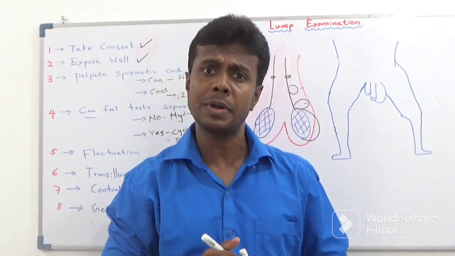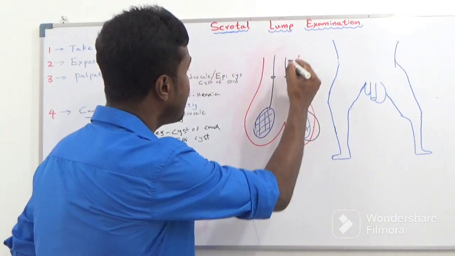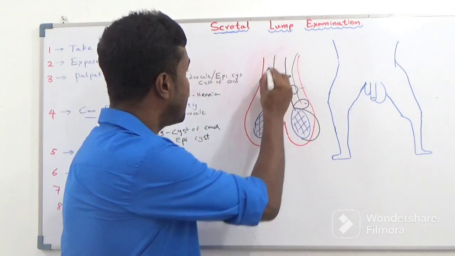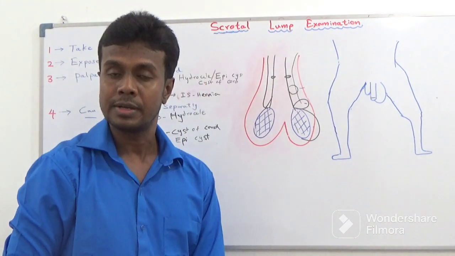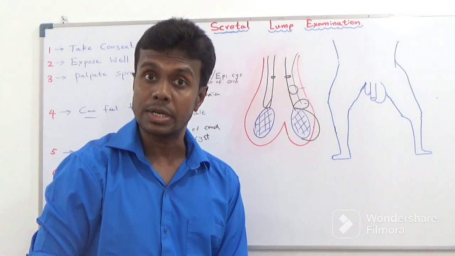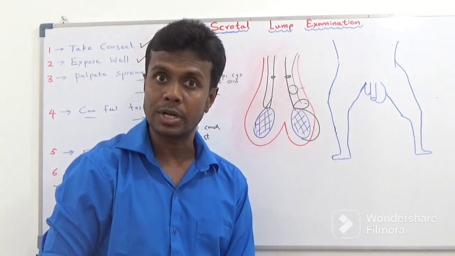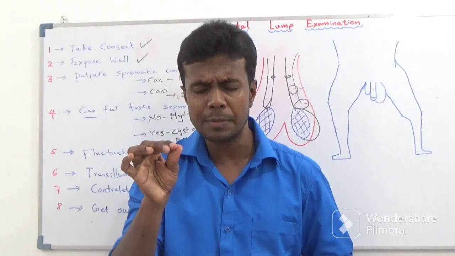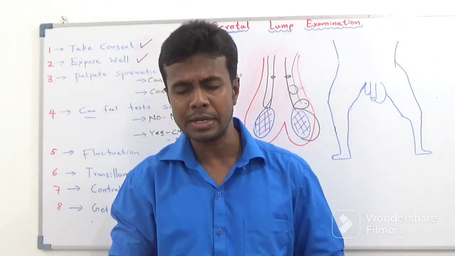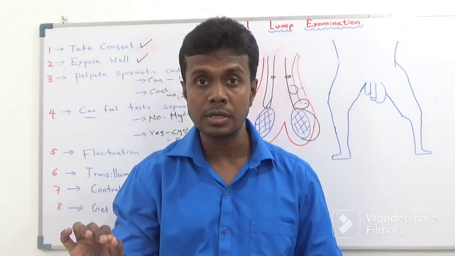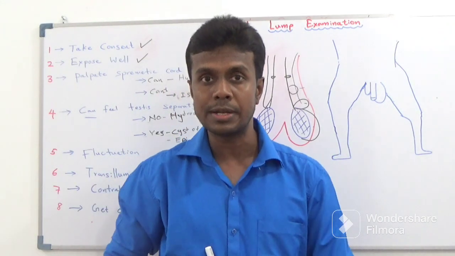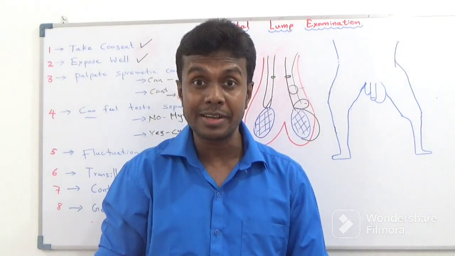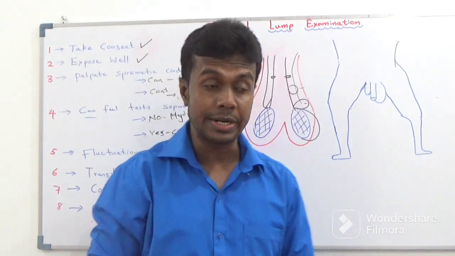If you can't palpate the spermatic cord separately, that means the lump is extending from here to here. That is an inguinoscrotal hernia. Now you can differentiate a little bit of the diseases. If you can separately palpate the spermatic cord, it can be either a cyst of the cord, an epididymal cyst, or a hydrocele. If you can't separately palpate it, then it is an inguinoscrotal hernia.